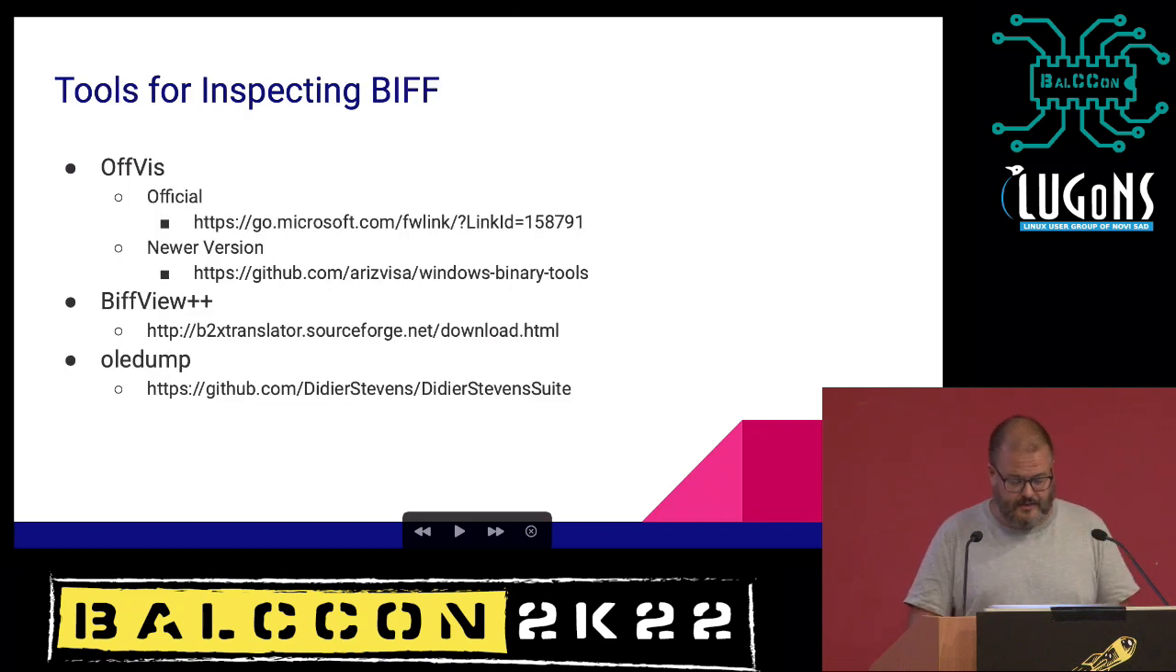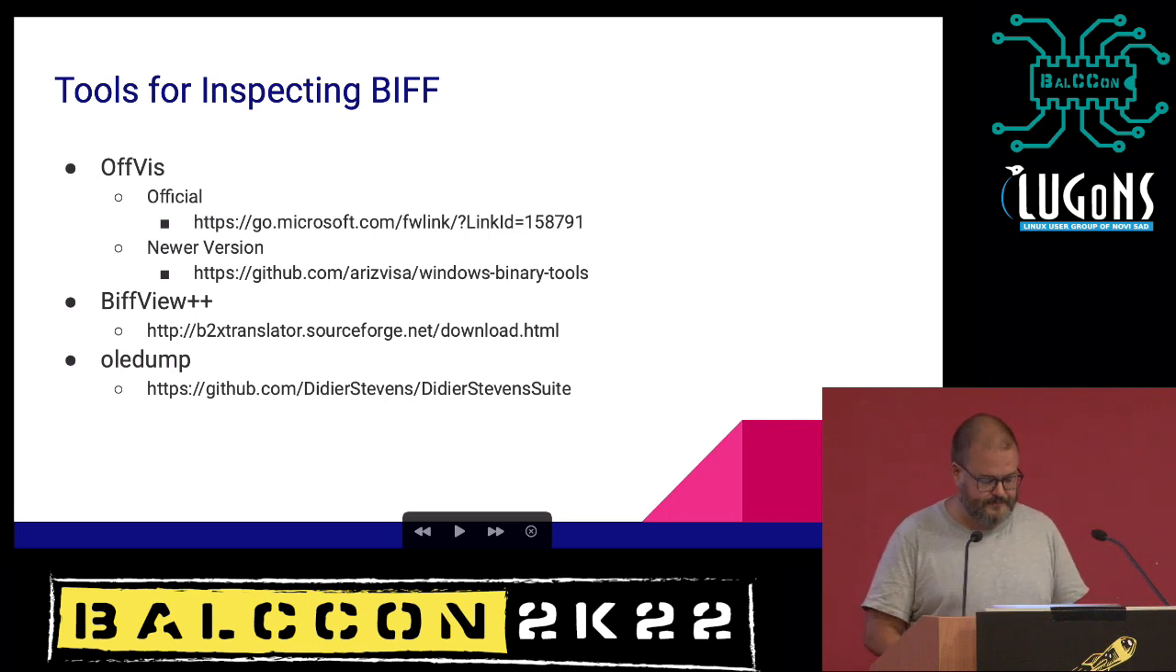So there are three very good tools for viewing BIFF, one of them still maintained, two of them fairly old. Now, who here has heard of OffViz? Anyone? Okay, OffViz is pretty awesome, by the way. If you are familiar with any of the text editors which have a templating system, it's not just a normal text editor, but one that will parse and highlight different components in the binary and show you what they are.